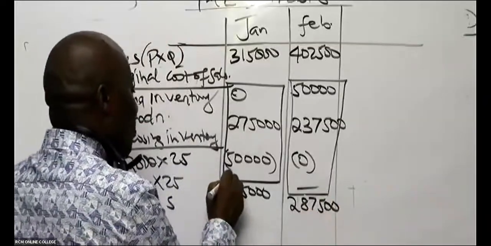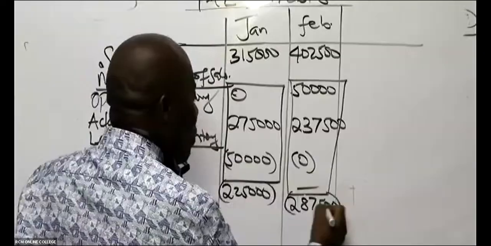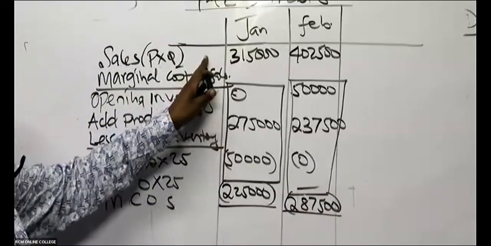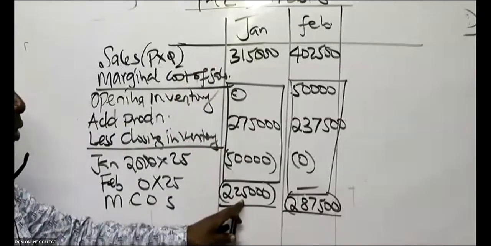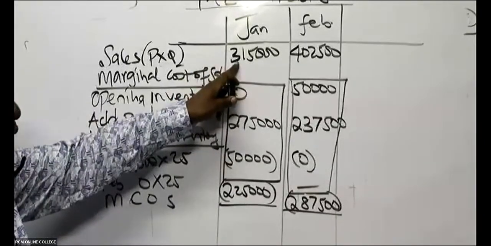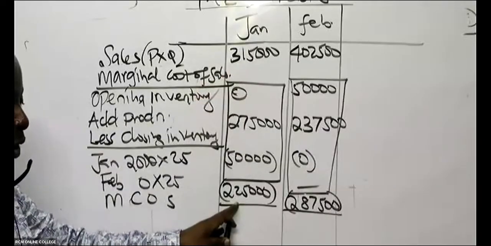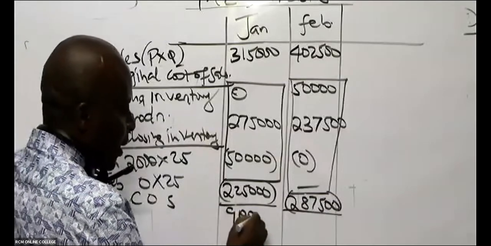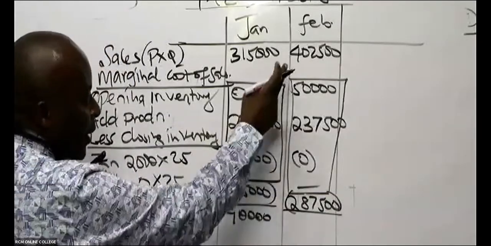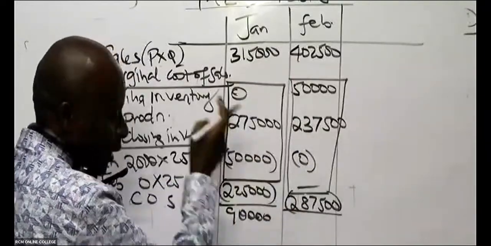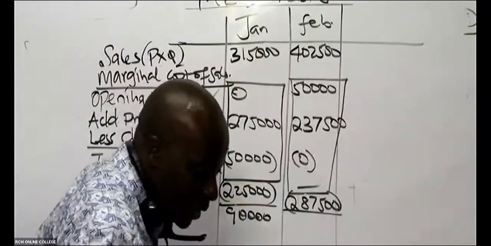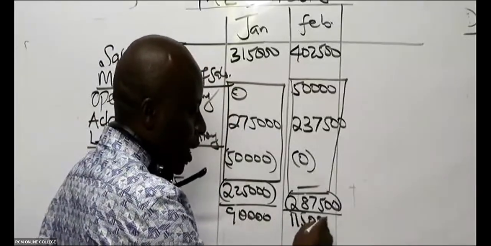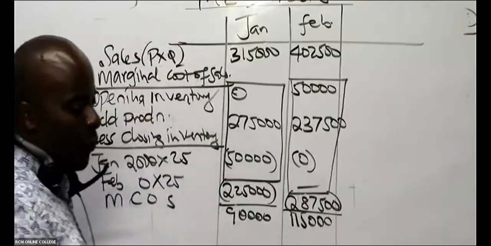Now this marginal cost of sales, you subtract from your sales revenues. So whatever you've gotten here, you subtract from the sales revenue of January. So 315,000 minus 225,000. What are we getting there? 90,000 here. How about the second one, 425,500 minus 287,500? How much are we getting? 115,000. Is that okay? My online students have also confirmed.